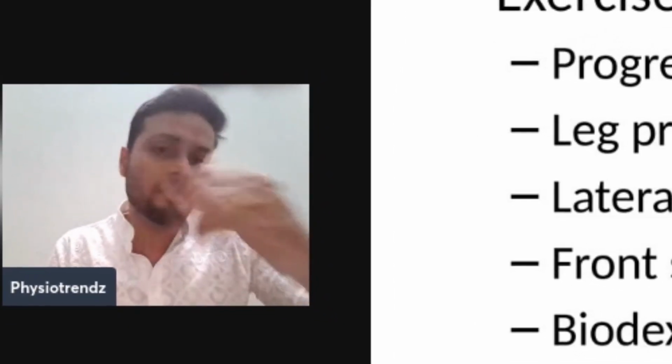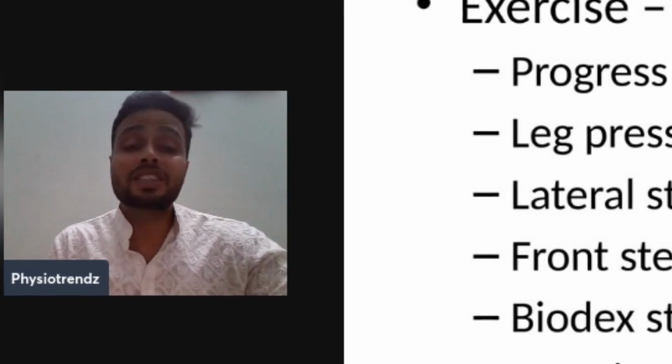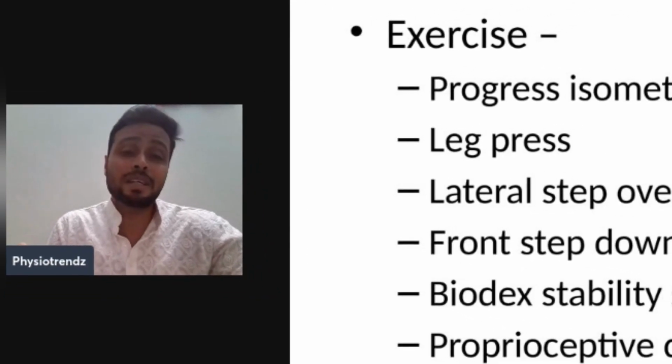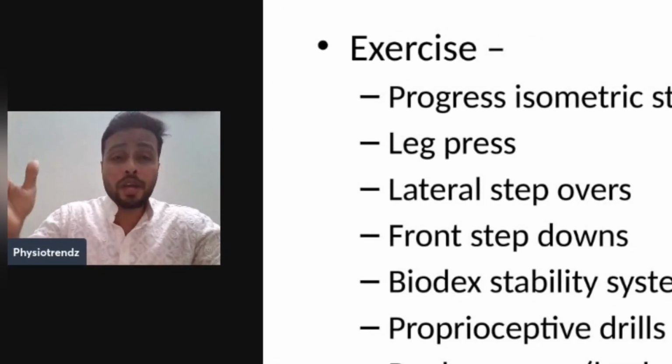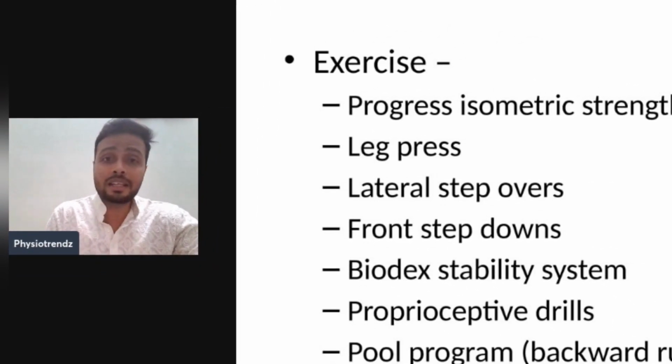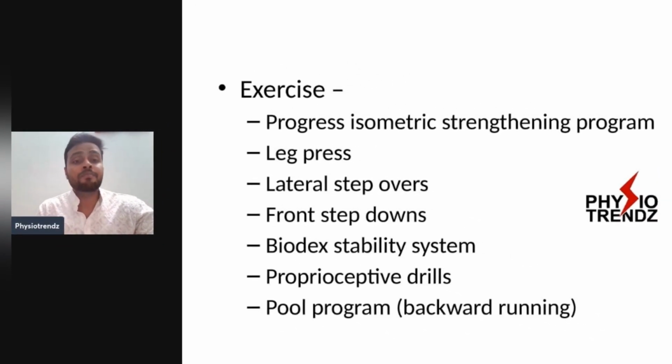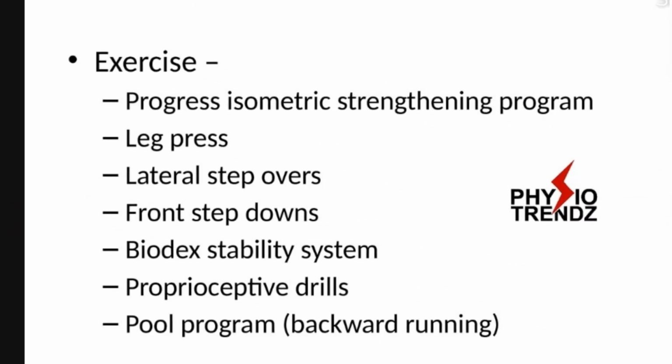The exercises we are going to give are a progressive isometric strengthening program. Before, we were giving multi angle isometrics at 60 to 90, but now we have to give isometric exercises every 10 degrees or 20 degrees. Leg press can be started now. Lateral step overs, front step down.